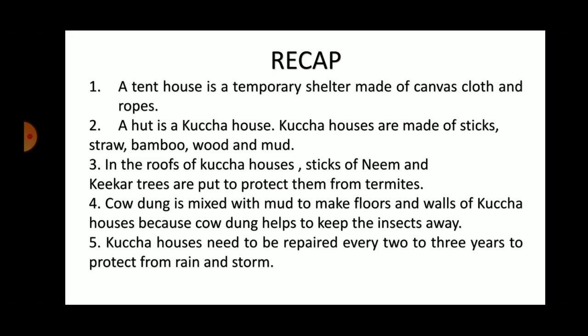Children, today you have learned that a tent house is a temporary shelter made of canvas cloth and ropes. A hut is a kacha house. Kacha houses are made of sticks, straw, bamboo, wood and mud. In the roofs of kacha houses, sticks of neem and kikar trees are put to protect from the termites. Cow dung is mixed with mud to make floors and walls of kacha houses because cow dung helps to keep the insects away. Kacha houses need to be repaired every 2 to 3 years to protect from rain and storm.